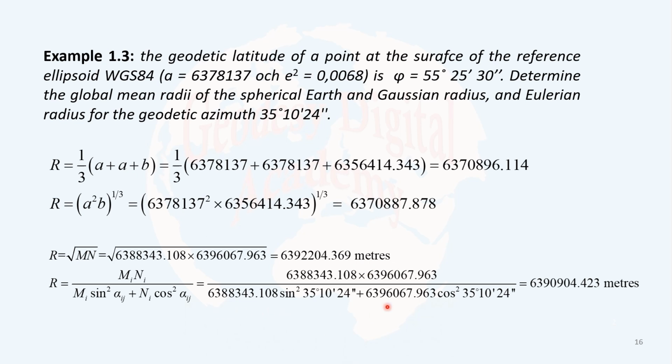Again, consider that azimuth is defined between 2 points. So the Eulerian radius is defined between 2 points.